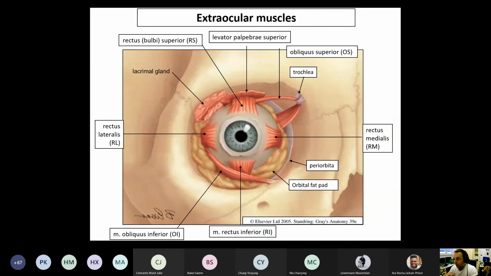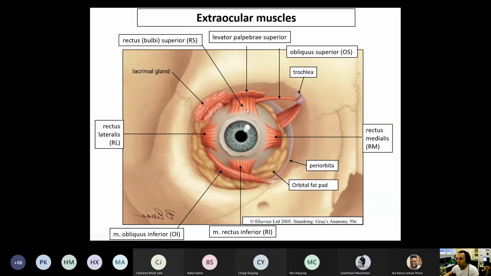So what muscles are we talking about? You have altogether 6 muscles which are inserting on the eye, more precisely on the sclera. And you also have another extra muscle in the area inside the orbit, which does not really belong to the eye muscles, but it shares the innervation with the eye muscles.